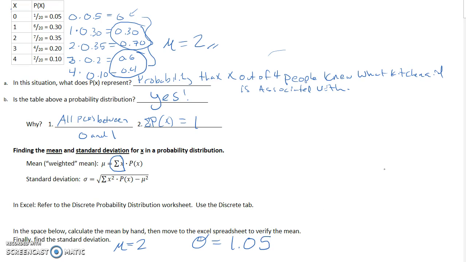All right, in the next video, we're going to take a look at one more example of a discrete probability distribution and start to ask some other questions based off of the probability distribution.